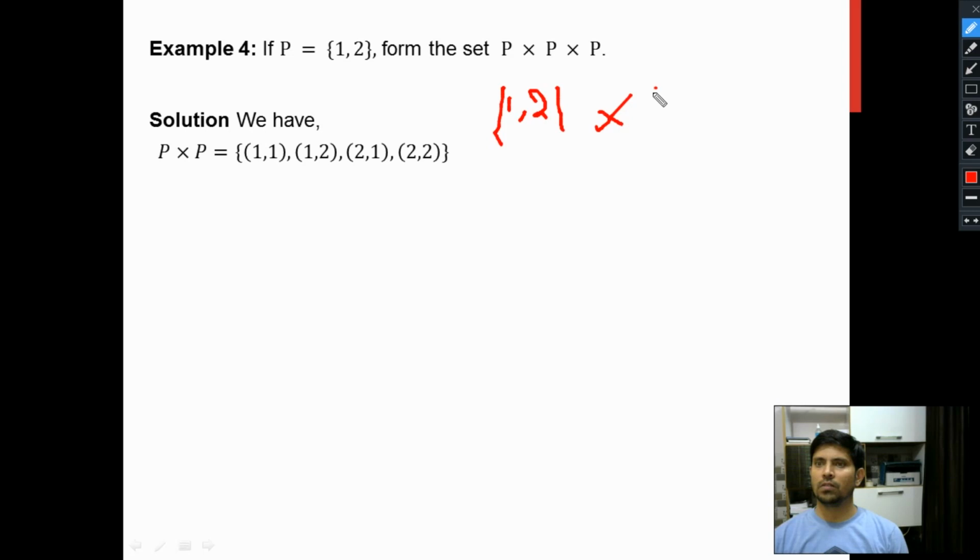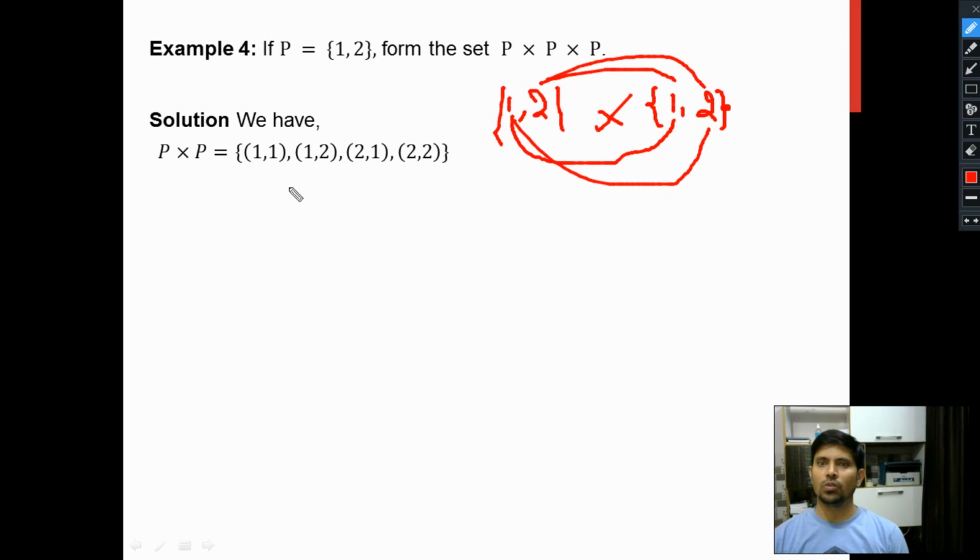The Cartesian product of {1, 2} with {1, 2}. Okay. Then what happens? We'll make ordered pairs with (1, 1) and (1, 2), then (2, 1) and (2, 2). So you can see here this is (1, 1), (1, 2), (2, 1), (2, 2). These are the elements of P cross P.